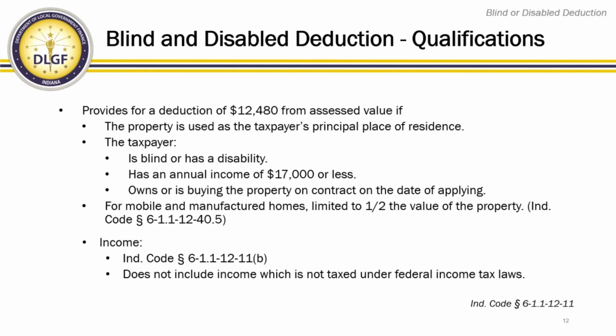The taxpayer must also not have an annual income that's greater than $17,000, on the condition that you're not counting income that is not being taxed under federal income tax laws. So annual income of $17,000 or less, but not including what isn't being counted under the Internal Revenue Code. And the taxpayer must also own or be buying the property on contract on the date of applying. Next.